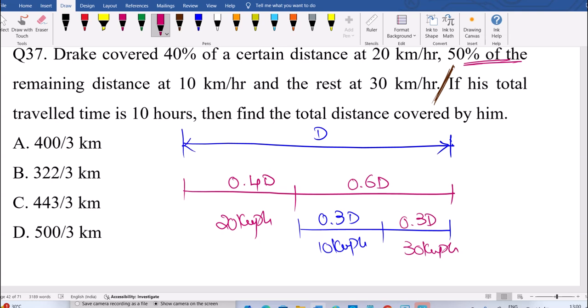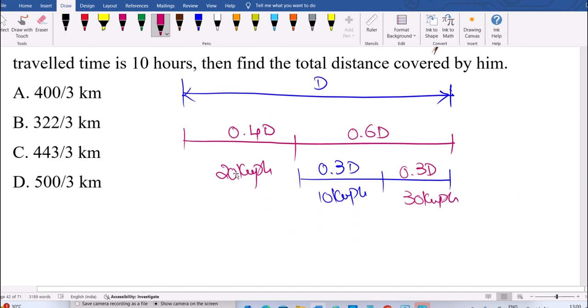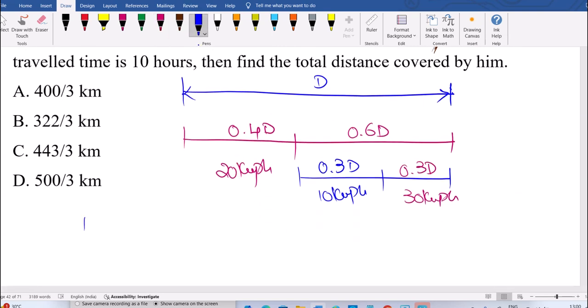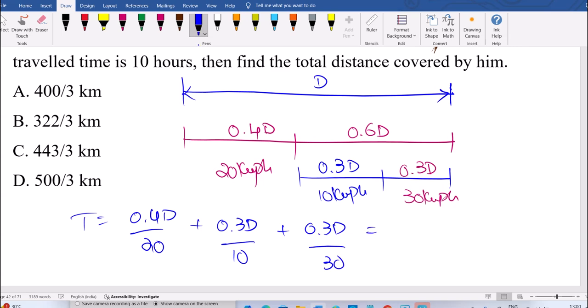And 0.3. Now, total timing is 10 hours, right? Timing is nothing but distance divided by speed. 0.4 D divided by 20, 0.3 D divided by 10, and 0.3 D divided by 30. LCM is 60. I can take the LCM as the denominator. 60 will come. This is 3 into 0.4 D, 1.2 D. Here I have to multiply with 6. 6 into 0.3 D is 1.8 D. This is multiplying with 2, 0.6 D.